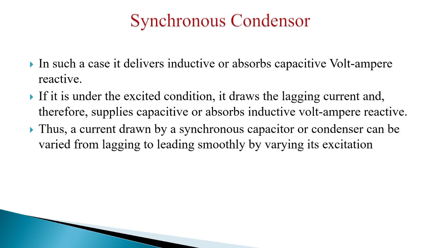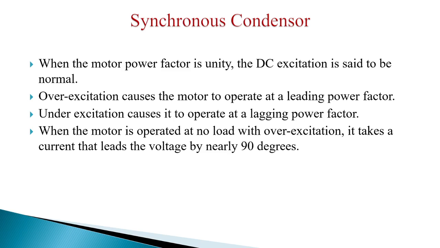Thus, the current drawn by a synchronous capacitor or condenser can be varied from lagging to leading smoothly by varying its excitation. When the motor power factor is unity, DC excitation is said to be normal, and overexcitation will cause the motor to operate at a leading power factor. Under excitation causes it to operate at lagging power factor.